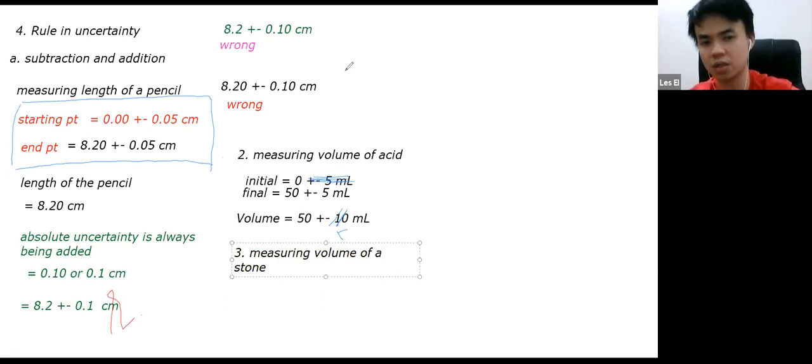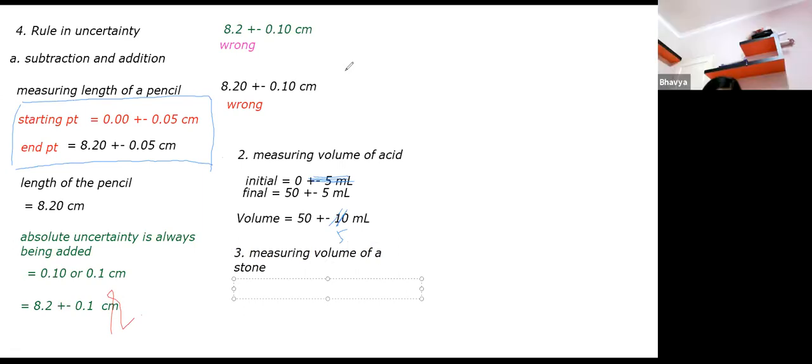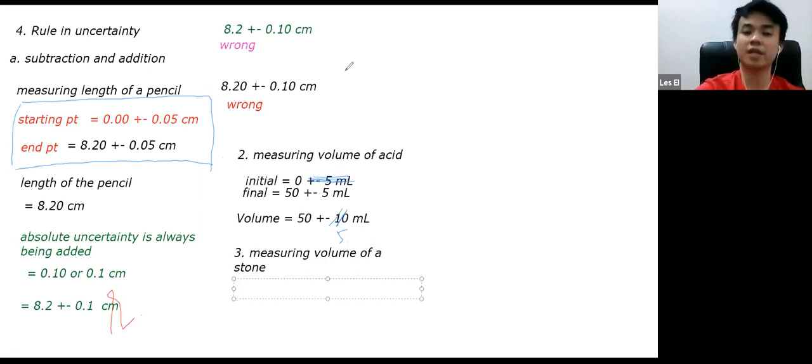Because you want to add the absolute uncertainty. So it's 0.05 plus 0.05. That's why it becomes 0.10. No, I mean why is 0.10 wrong but 0.1 okay. If you write it as 0.10, then your reading has to be 8.20 also, 2 decimal places. But if you're using a ruler, usually you can only read up to 1 decimal place. Okay.